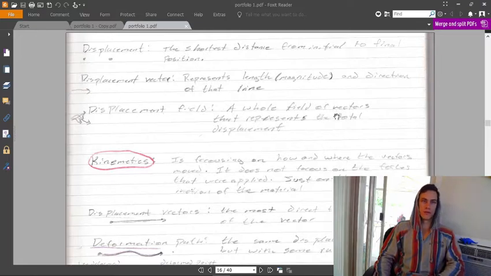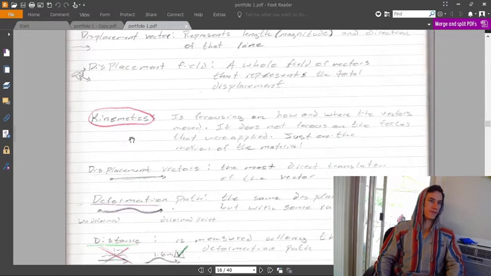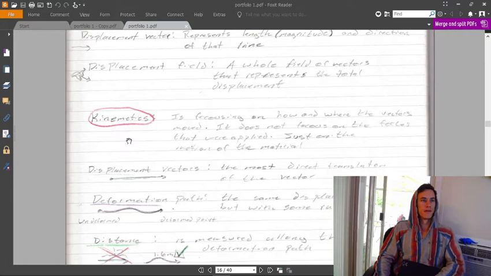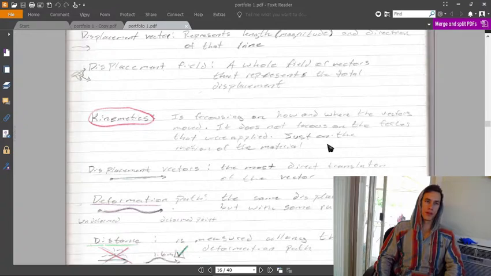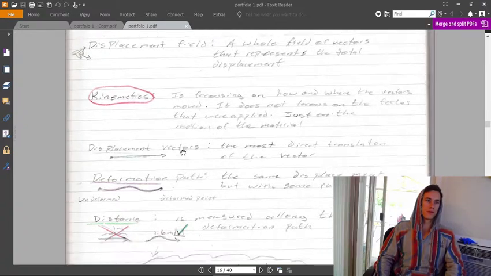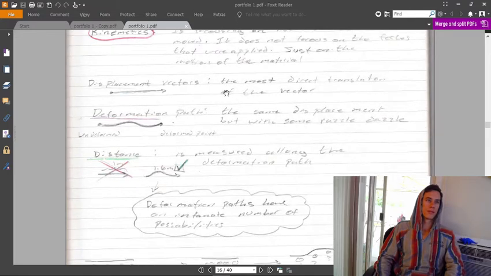A displacement field is a whole field of vectors, a bunch of vectors that represent the total displacement. So this particle moved like this, that one moved like that. Kinematics focuses on how and where the vectors moved. It does not focus on the forces that were applied, just on the motion of the material. So displacement vectors again.